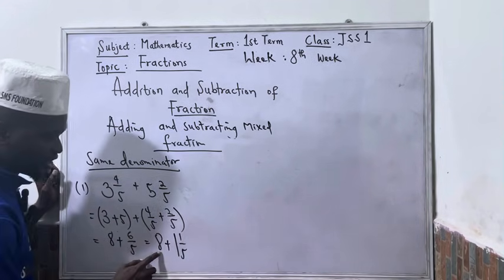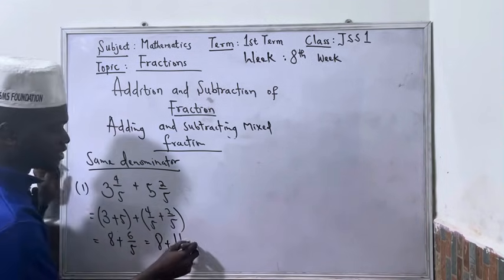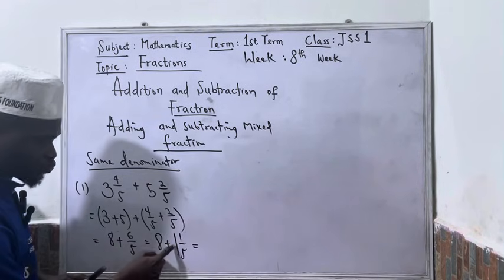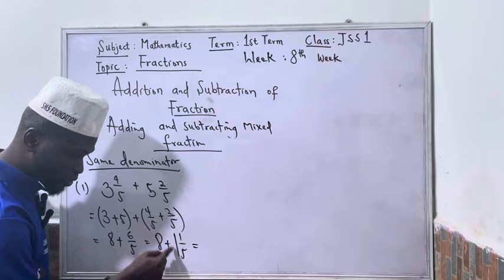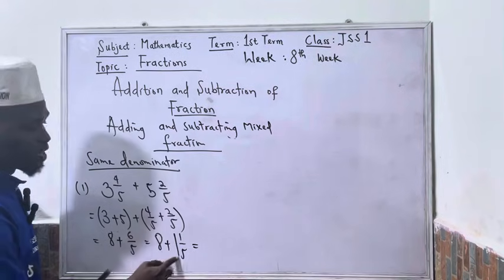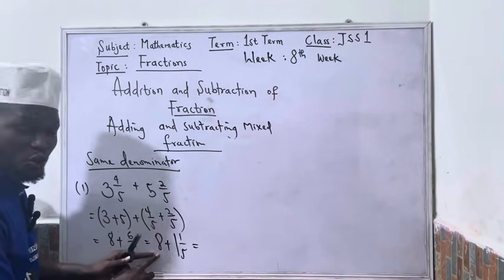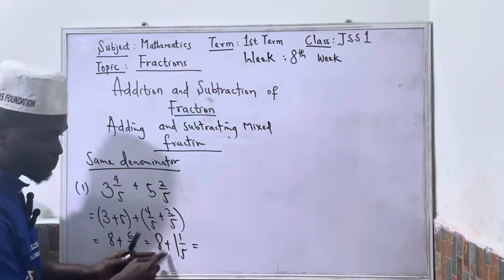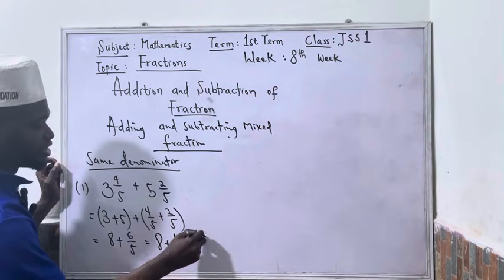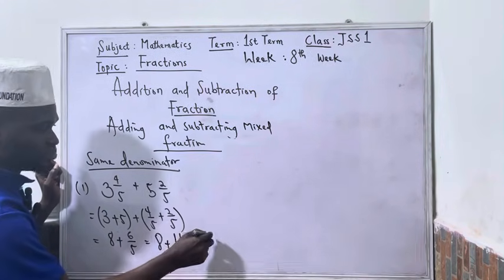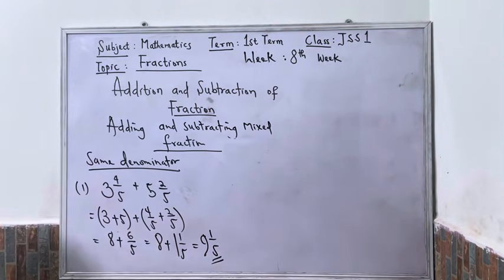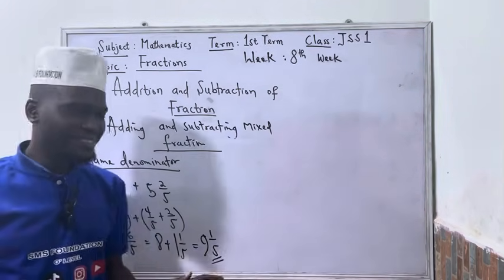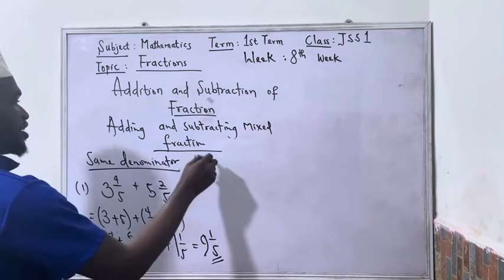Finally, don't waste time again. Just do 8 plus 1. So 8 plus this 1, not this 1. 8 plus this particular one, this whole number. So you add 8, because 8 is a whole number, to the whole number part. 8 plus 1, that will give me 9. But this one still remains as 1 over 5. So this is the answer to this. You can see how easy it is. Easy peasy. Very, very easy.